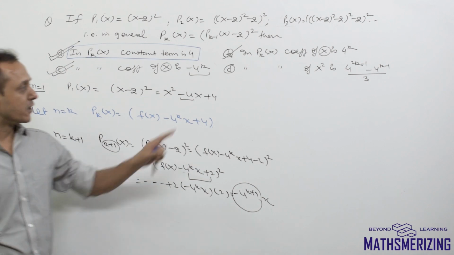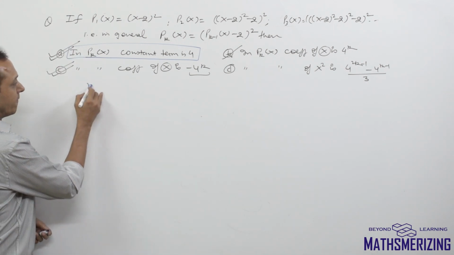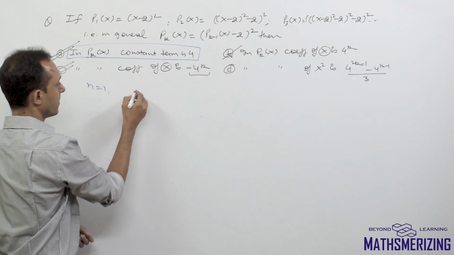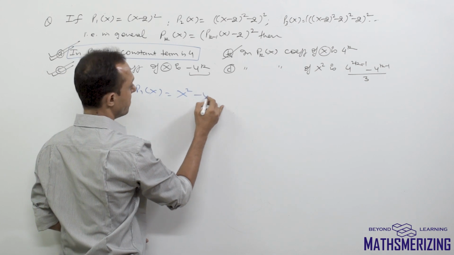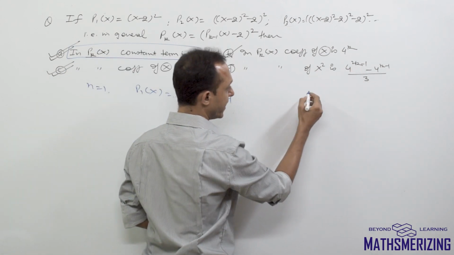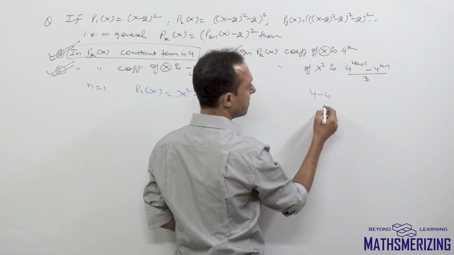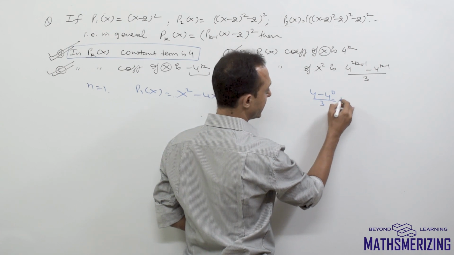Now we'll come to the coefficient of x square. Again, we'll do it with induction. So for n equals 1, that is p1(x), it will be x square minus 4x plus 4. In this case, the coefficient of x square is 1. So if I put k as 1, I'll get (4 minus 4 to the power 0) upon 3, which is 3 upon 3, which is 1.